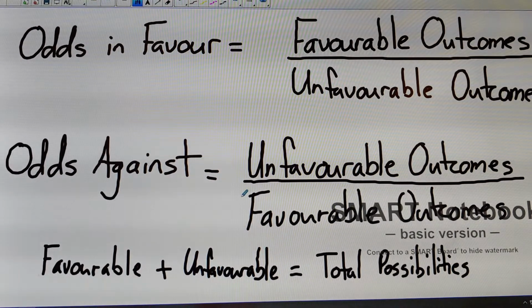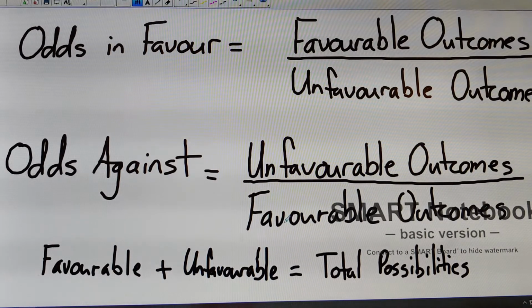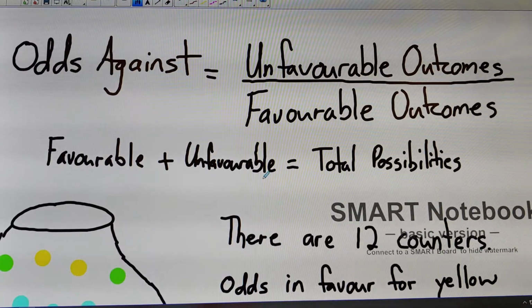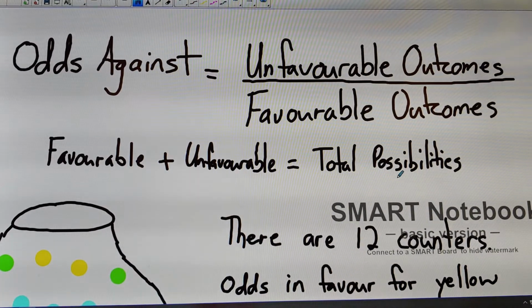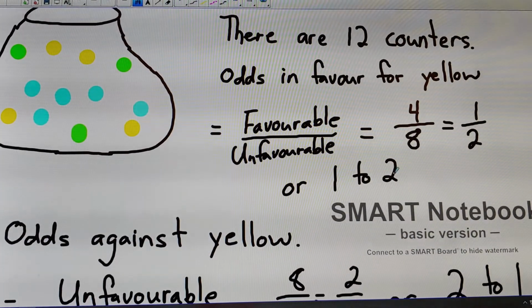And with odds, there's no total possible. These two put together are the total possible. And that's what it says down here. So favorable plus unfavorable is total possibilities. Okay. So here's an example for you.